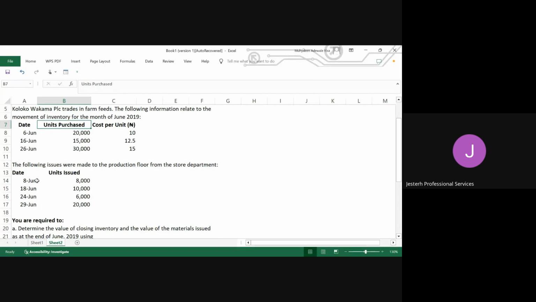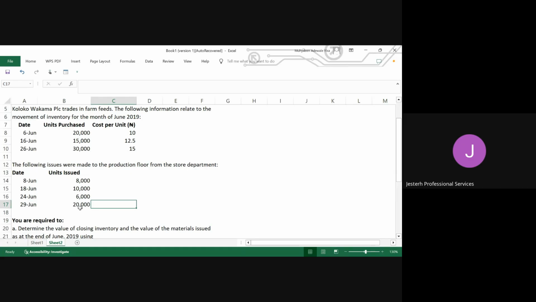On the 8th of June, they issued 8,000. On the 18th, they issued out 10,000. While on the 24th, 6,000. And then on the 29th of June, 20,000.